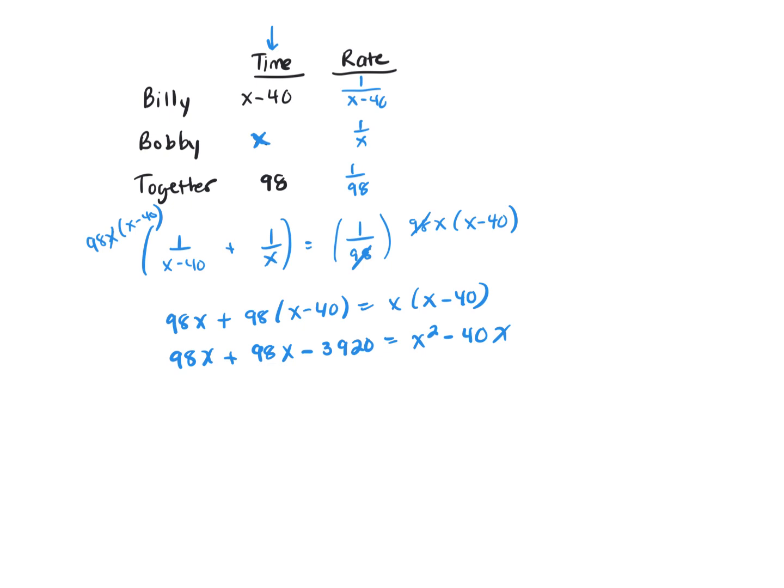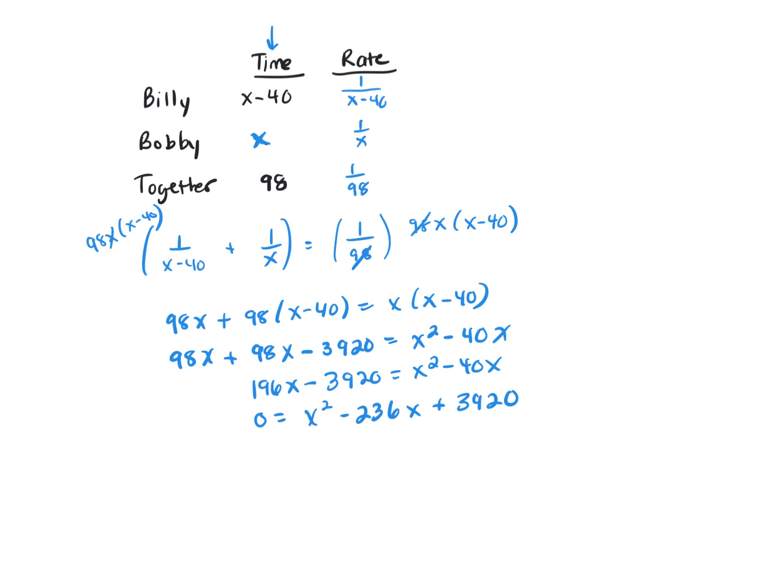Now let's combine like terms on the left-hand side, and that gives you 196X minus 3920 equals X squared minus 40X. This is a quadratic equation. We need to get 0 on one side, so that's going to be X squared. We need to subtract 196X from both sides, so we already have negative 40 minus 196, and that's negative 236X. Add the 3920 to both sides, and there's your equation. I don't know how to factor that, so I'm just going to use the quadratic formula.